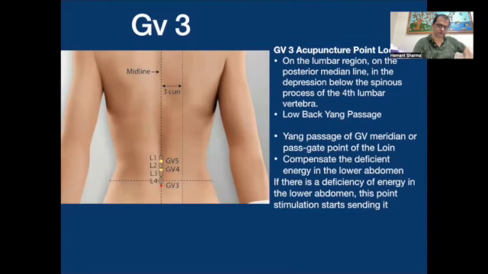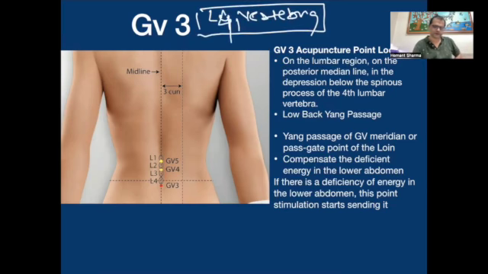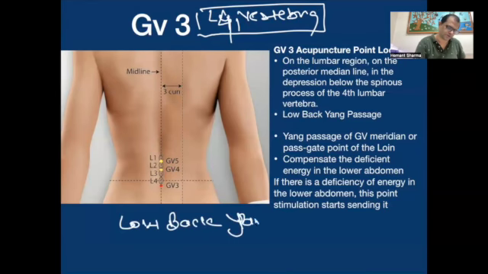So we have seen this is the point below the lumbar 4 vertebra, right? So we now know how to search the lumbar 4 vertebra, and below that we have this point. This point is called the low back yang passage point.